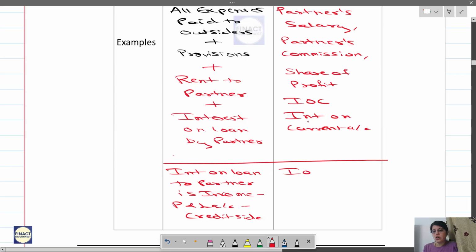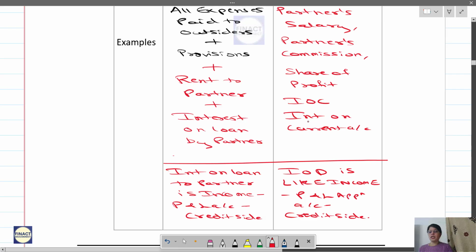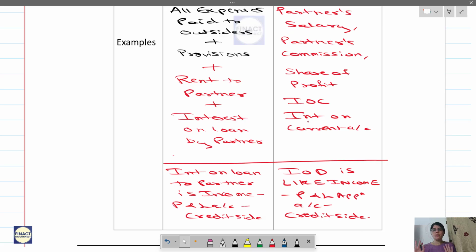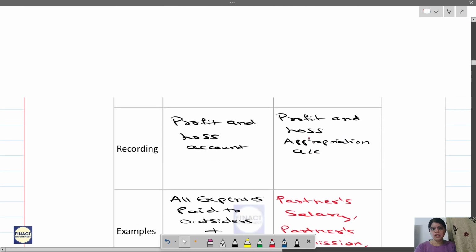Now interest on drawings is like income. Remember the word like income. But again it belongs to the partners, so it will go to the profit and loss appropriation account credit side. Okay, so easy to remember, right? Only rent to the partner, interest on loan by partner and interest on loan to partner will go to your profit and loss account. Rest of the things, partner related, will go to the profit and loss appropriation account. Okay, just write this.